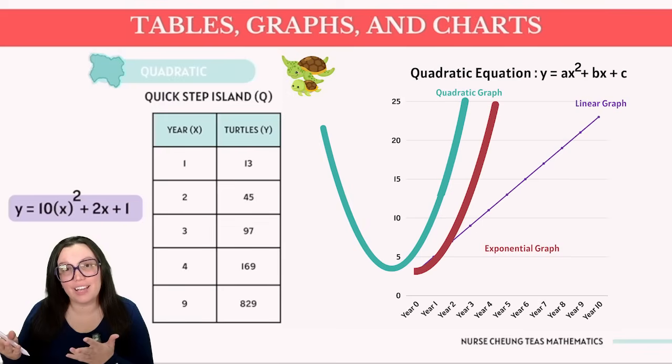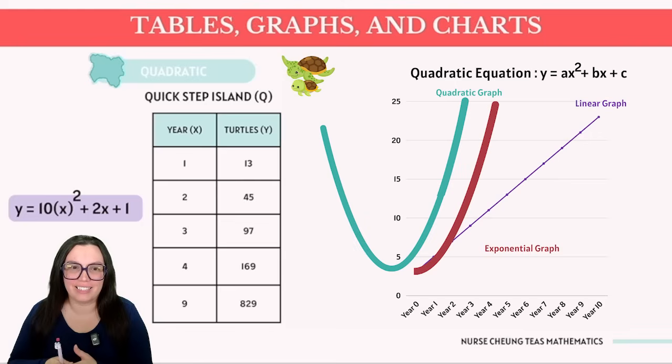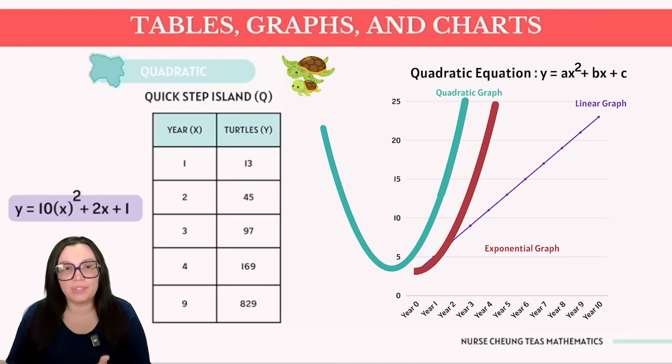Lastly, let's focus our efforts on Quick Step Island. Initially, there was only 1 turtle, but by year 1, the count reached 13. By the 2nd year, the number soared to 45, and by the 3rd year, it stood at 97. These numbers present a curious pattern that seems to correlate with the passing of years. The turtle population on Quick Step Island can be described by the formula y equals 10x squared plus 2x plus 1, where x represents the number of years.